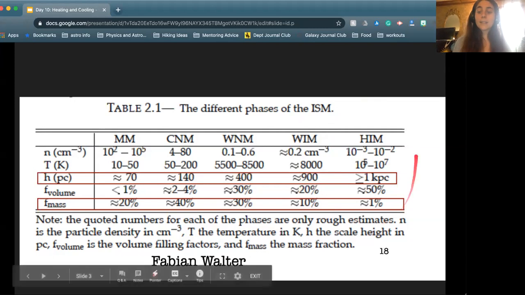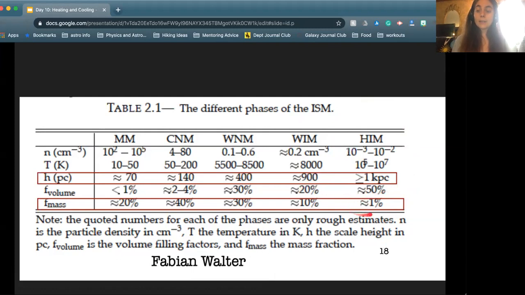The last phase is the hot ionized medium. This is that coronal gas, which fills up a ton of space in the ISM but is not much of the mass. It's very hot with very, very low densities, mostly stuff in the halo of the ISM. So that's my little bit of review from last class.